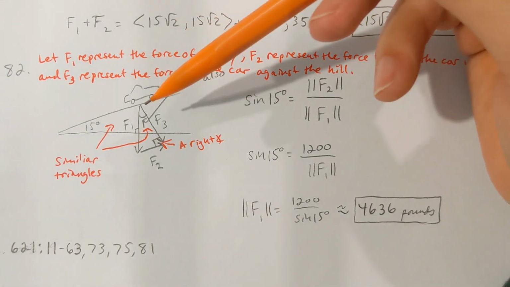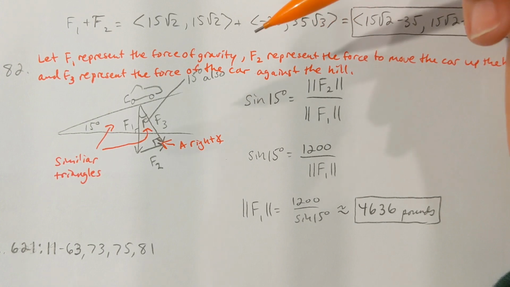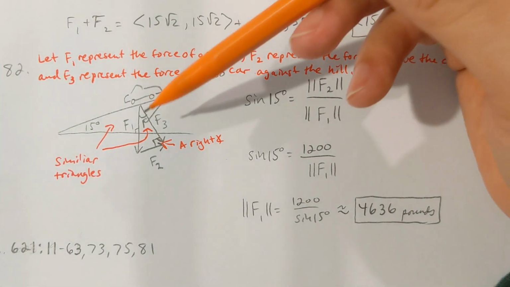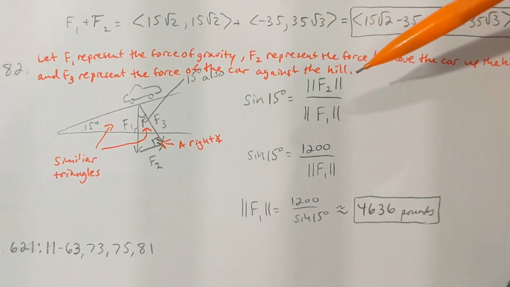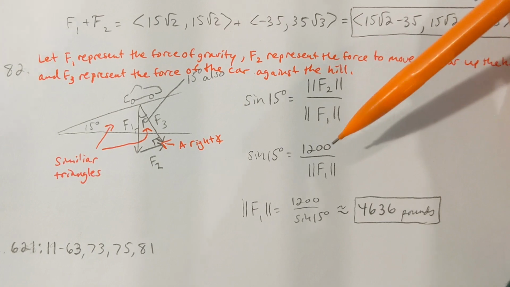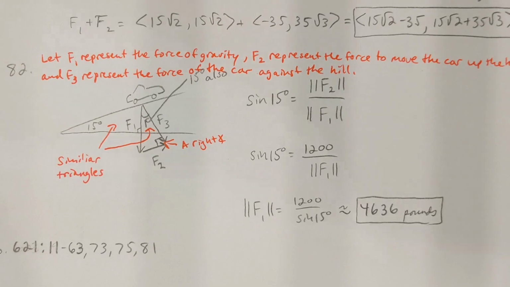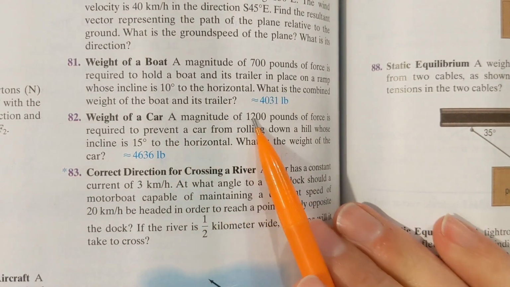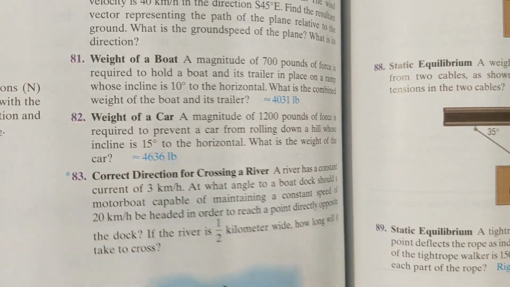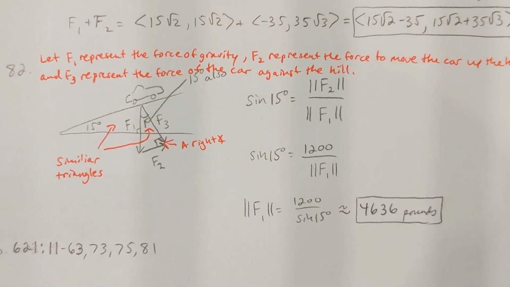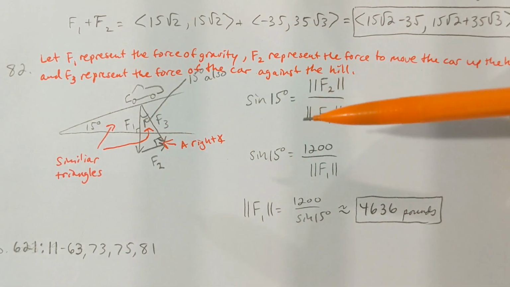In this triangle with the vectors formed, I have a 15-degree angle up here. Now, the magnitude of F2 is 1,200 pounds. Okay, they had told us in the problem that a magnitude of 1,200 pounds of force is required to prevent a car from rolling down the hill. All right, so that would be the magnitude of F2, like I said. That's going to be figured in. And I need to find the magnitude of F1.